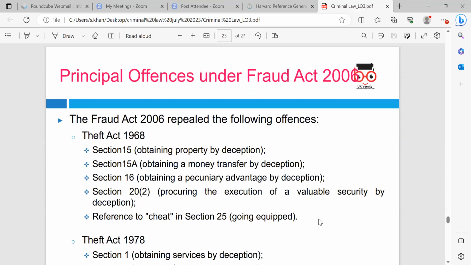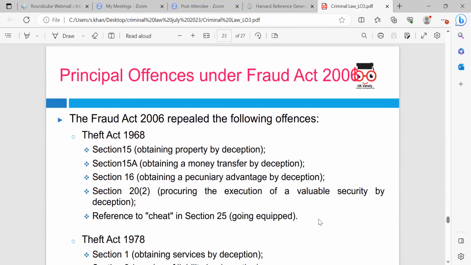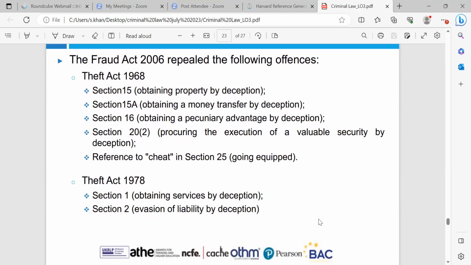Principal offences under the Fraud Act 2006. The Fraud Act 2006 repealed the following offences: Theft Act 1968, Section 15, obtaining property by deception; Section 15A, obtaining a money transfer by deception; Section 16, obtaining pecuniary advantage by deception; Section 20, subsection 2, procuring the execution of a valuable security by deception, and the reference to cheat in Section 25, going equipped. It also repealed the following from the Theft Act 1978: Section 1, obtaining services by deception, and Section 2, evasion of liability by deception.